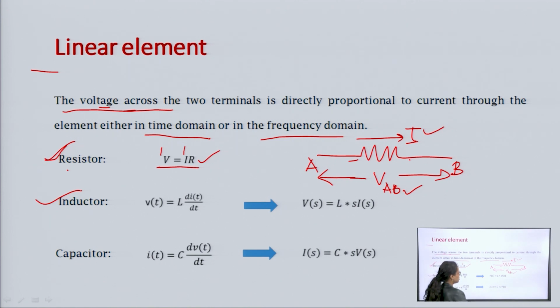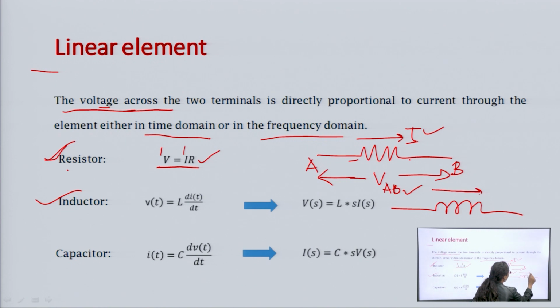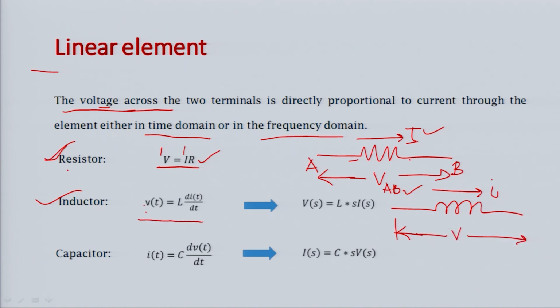For the inductor also, I am just making an inductor. The current flowing through this is I, and the voltage across this is V, right. So we already know this relation: v(t) in the time domain is equal to L di/dt. As we can see, in the time domain it is not linear. V is directly proportional to the differentiation of the current.